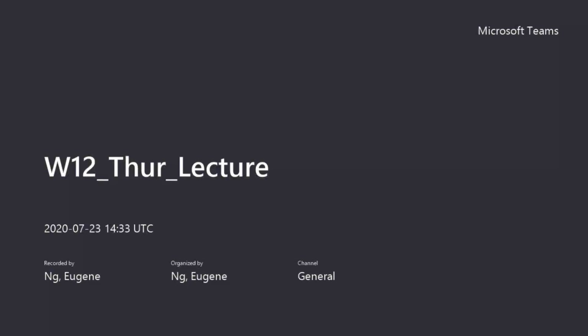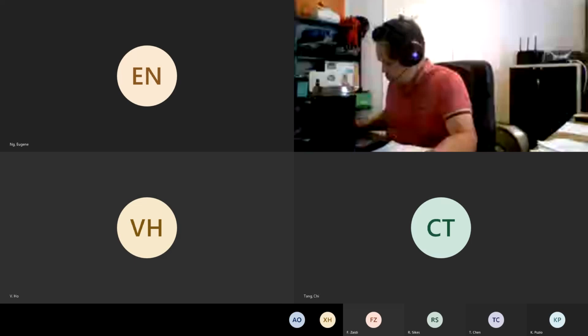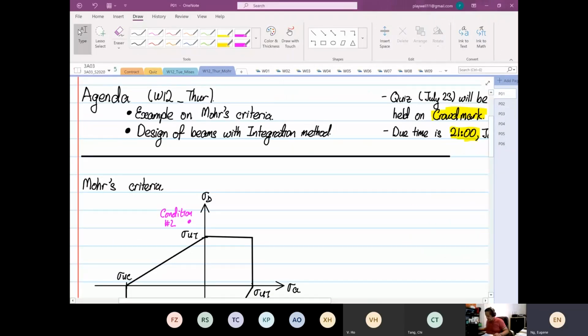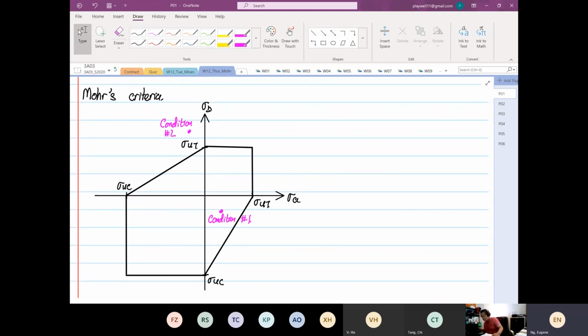Okay, so for today, we're going to go back. We finished off on Tuesday, week 12. We look at Mohr's criteria. This is Mohr's criteria that I've drawn. Anything that is bounded within the boundaries means that the structure will not yield. Anywhere outside, the structure will yield.